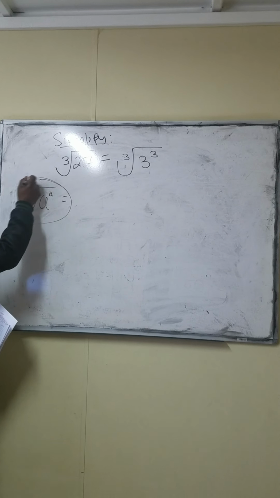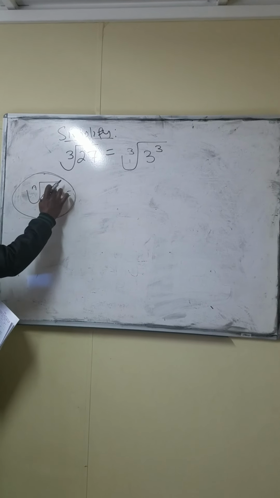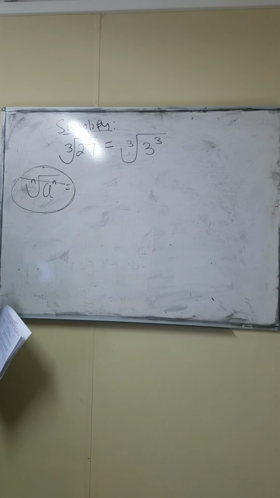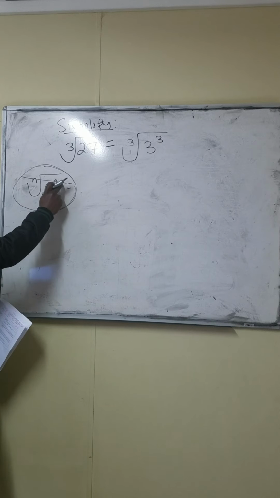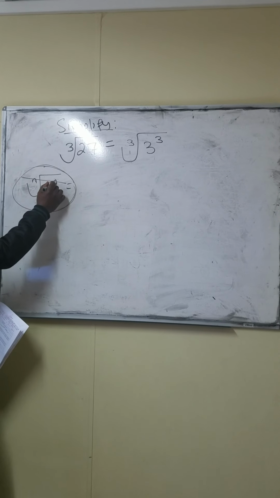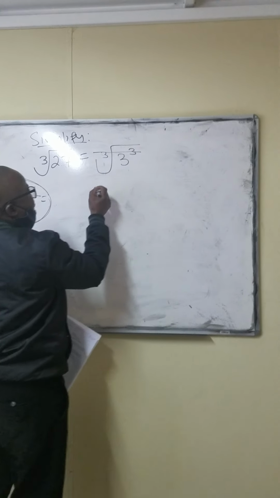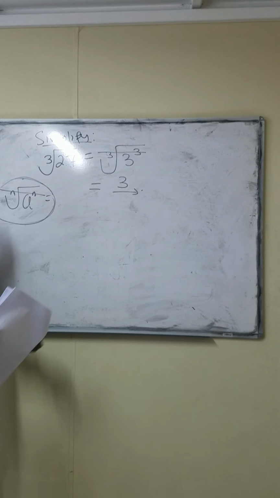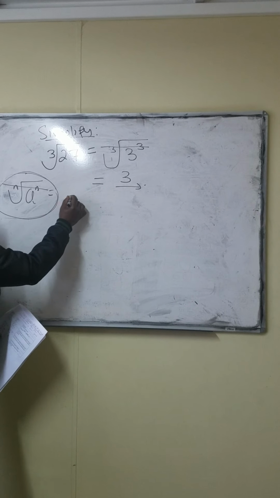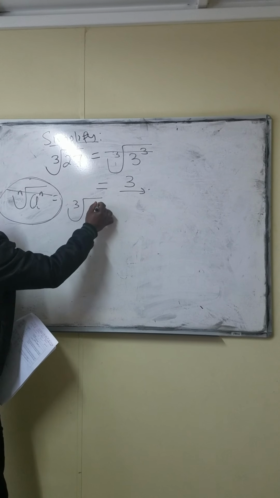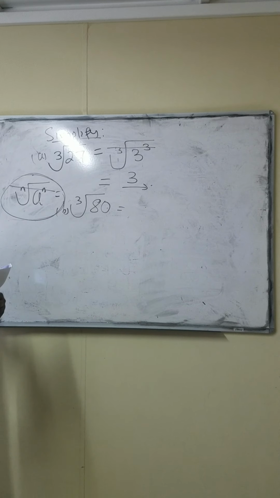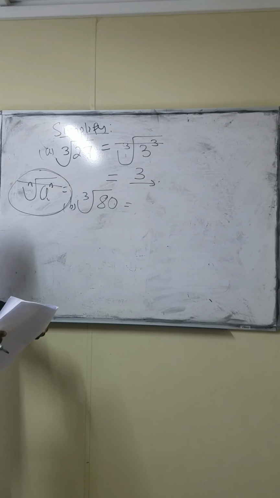So using this rule, or this property, the cube root will cancel this power. The nth root will cancel this n. So these will cancel out, and then you end up with a 3. It's as simple as that. The other one is the cube root of 80. So we are going over what we did in the previous lesson.